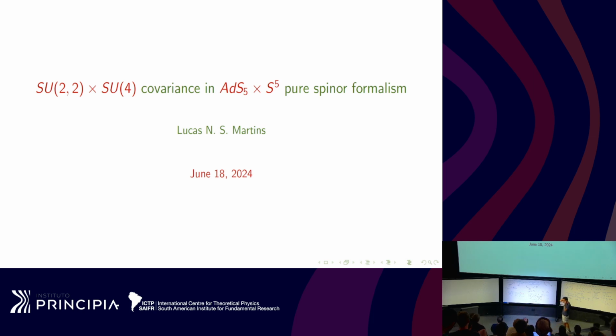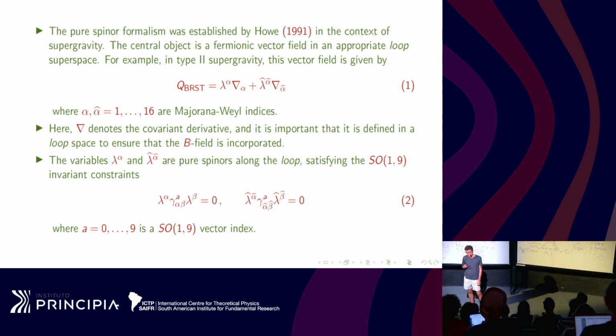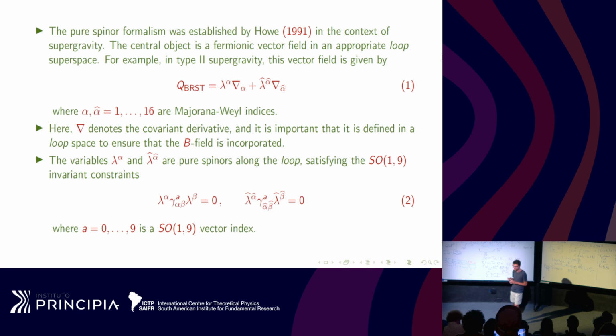He will be talking about SU(2) times SU(4) covariance in AdS5 x S5, pure spinor formalism. Okay, so first I review the pure spinor formalism. It was established by Howe in 1991 in the context of supergravity. The central object is a fermionic vector field in the appropriate loop superspace.